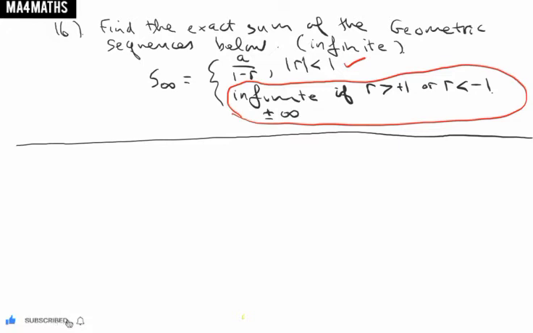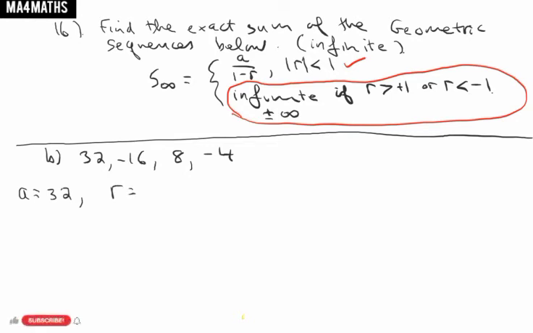So let's look at part B, for example. So we have 32, minus 16, 8, and so on. So what is a in this problem? Anyone? 32. Very good. What is r in this problem? How do you find it? Tell me. "2 divided by 1.5." I disagree with you. Negative 16 divided by 32. And what would that give you? It'll be negative a half. I think you told me 1/2. You've got to be careful.